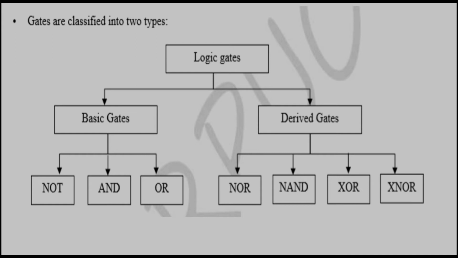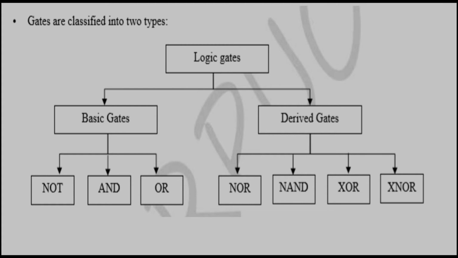And gates are classified into two types, as given in the notes, which you can see on the screen. Logic gates are classified as basic gates and derived gates. The basic gates are NOT, AND, and OR. Basic gates means the commonly used gates. And derived gates means the gates which are taken from the basic gates, which are derived from the basic gates. Those are called derived gates.